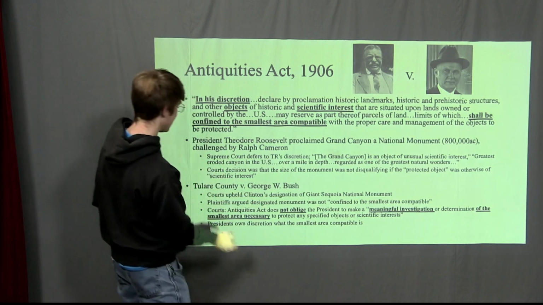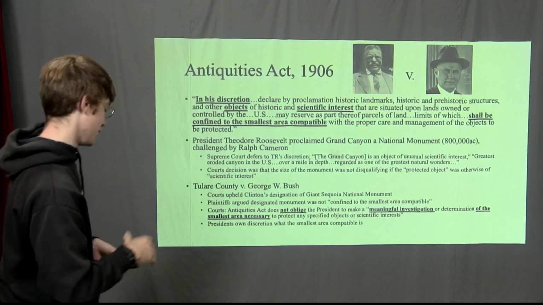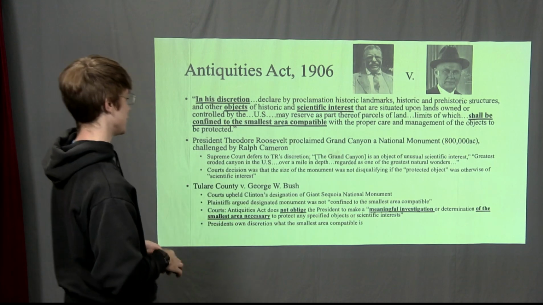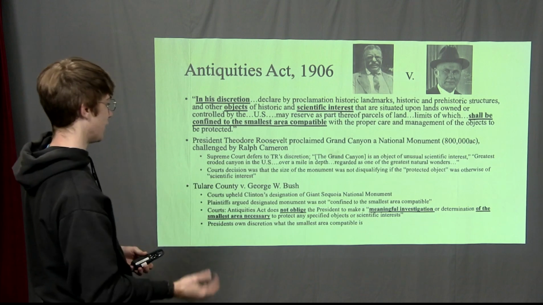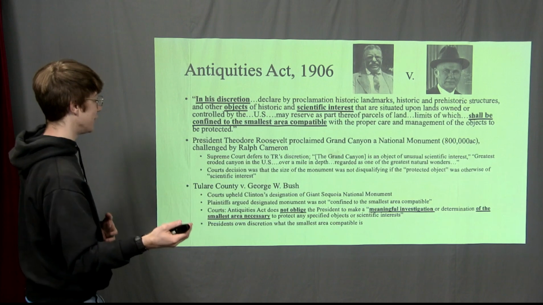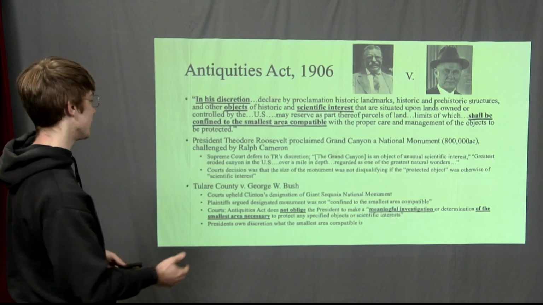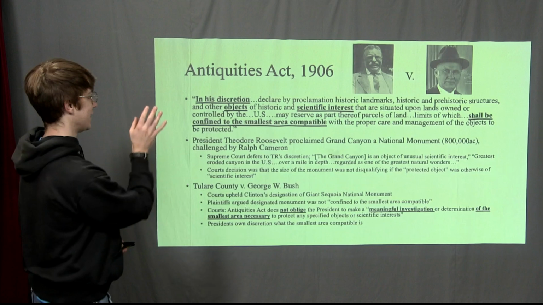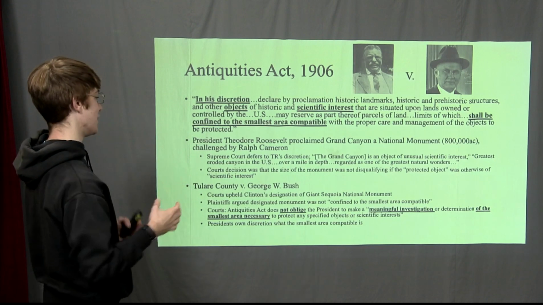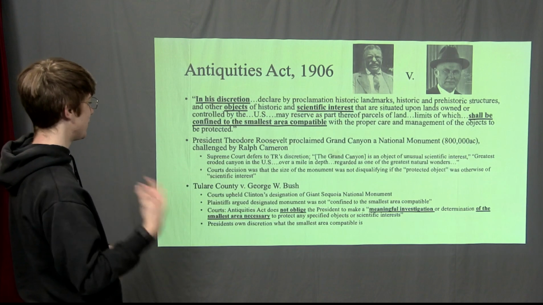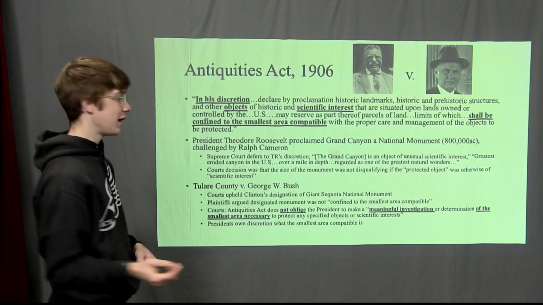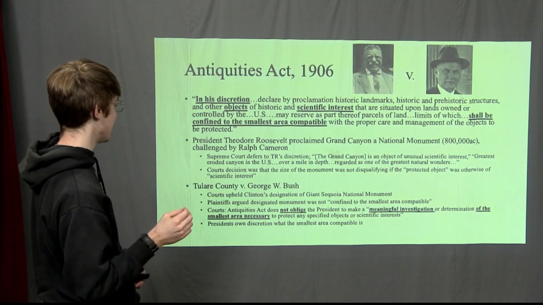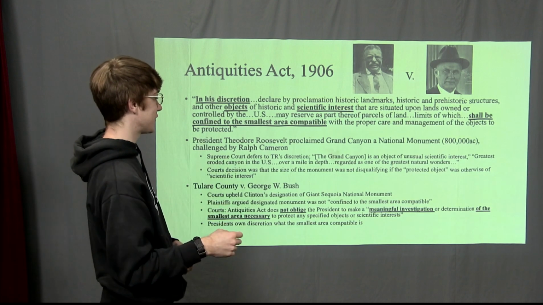However, as we see in the Tulare County versus Bush case, Clinton, in the waning days of his presidency, designates the giant sequoia a national monument, and part of it is in Tulare County. The plaintiffs argue that the designation of that monument was not confined to the smallest area compatible. Well, the courts side with Clinton in this case, and they say that the Antiquities Act does not oblige the president to make a meaningful investigation or determination of the smallest area necessary to protect any specified objects or scientific interests.